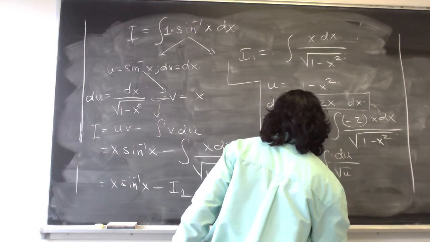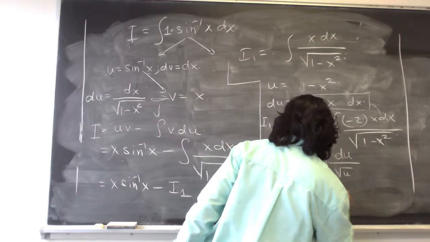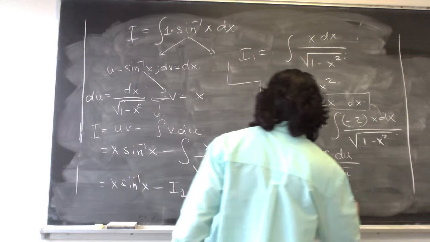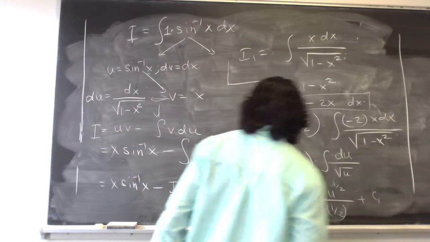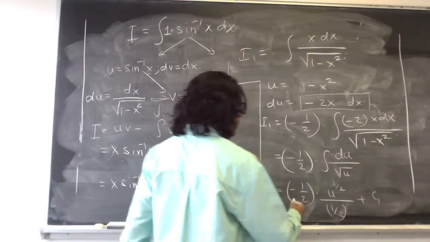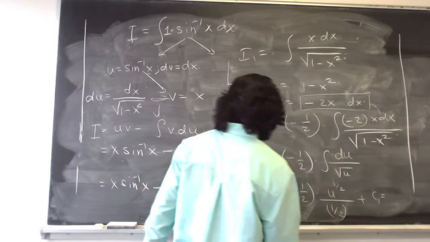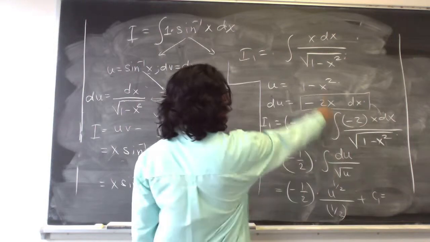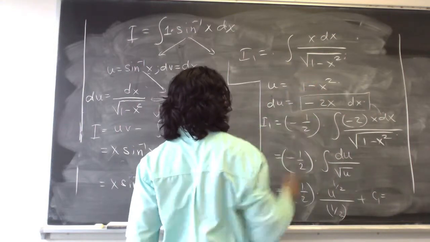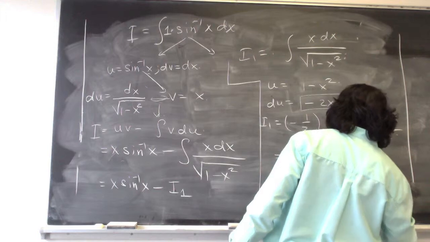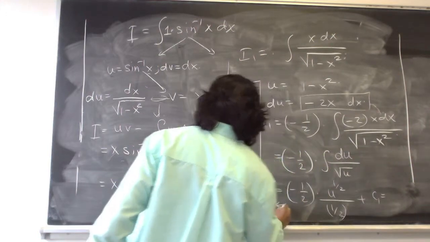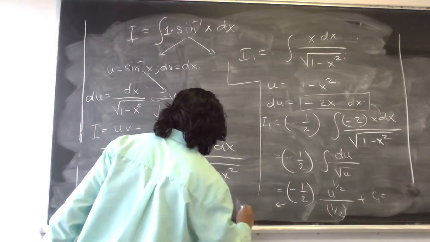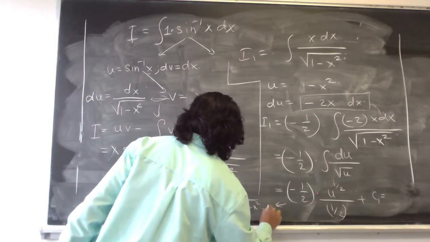It is u to the power of minus half plus 1, which is half, divided by half, plus the constant of integration. Okay, so you get this as half and half will get cancelled. I get minus of u to the power half, but u is, we have to resubstitute, u is 1 minus x squared, so you get this as minus half, minus square root of 1 minus x squared plus c1.